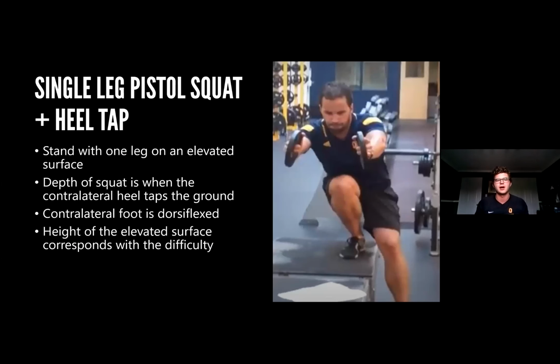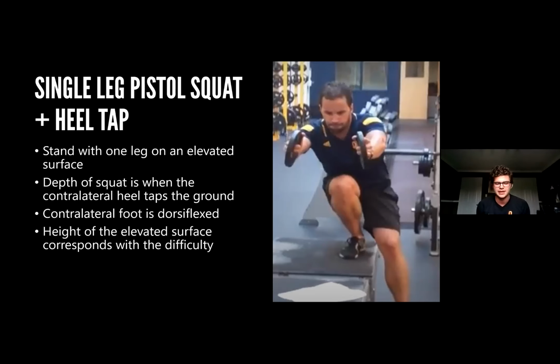So the single leg pistol squat with a heel tap is a movement that we think all athletes should be able to do. Being able to stay rigid and keep your torso upright while maintaining a base of support is critical for any squat. Here we're standing with one leg on an elevated surface and squatting down on that single leg. This is chosen over the traditional pistol squat, with the contralateral leg extended out in front of us, because that could promote excessive rounding of the back for the athlete, and we want to avoid that.